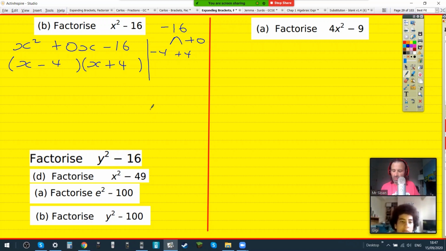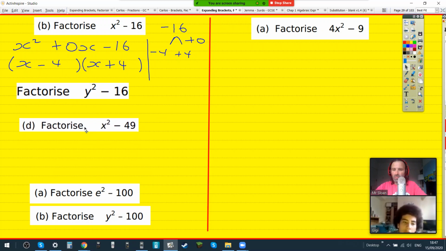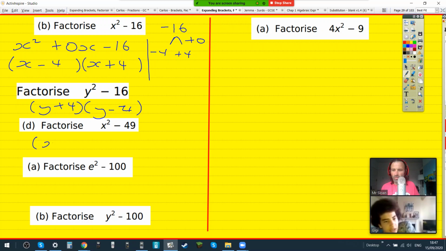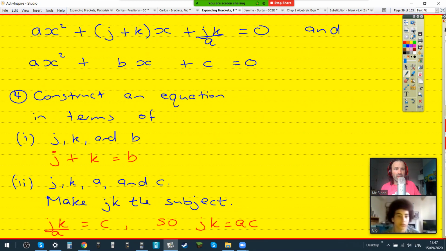So these would always be square numbers. Correct. So what would be the rest of them? y plus 4 and y minus 4. Yeah. x plus 7 and x minus 7. Yeah, you got the idea. See, they are easier.